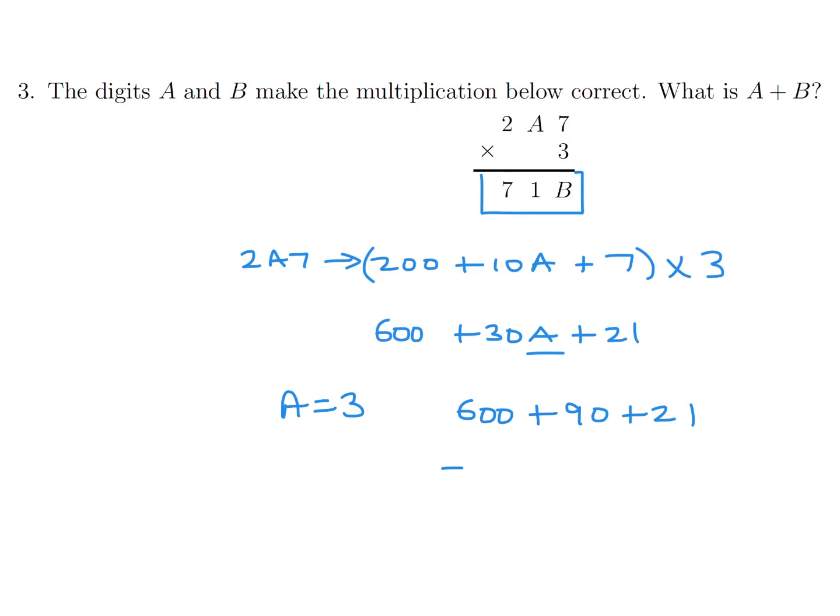Let's see what that is. That would be 711, right? Yeah, so that matches. So that means that b would be a 1. And then what are they asking for? A plus b. That would be this 3 plus 1, which is 4.